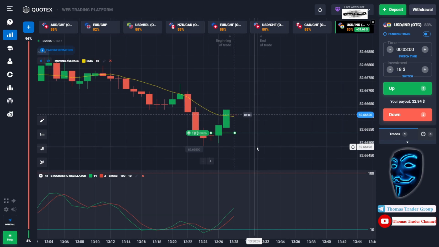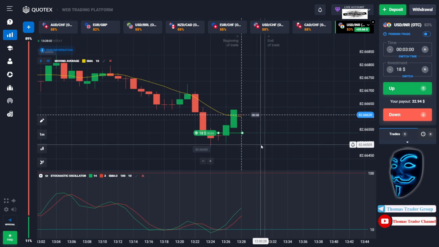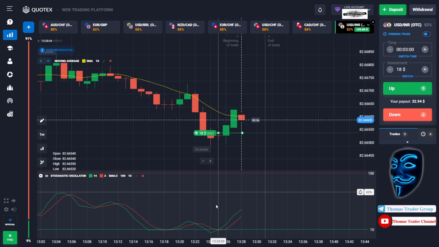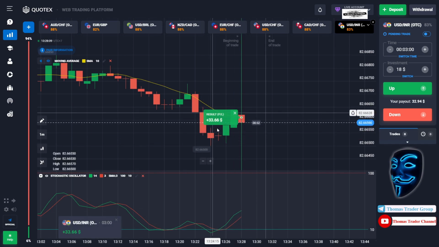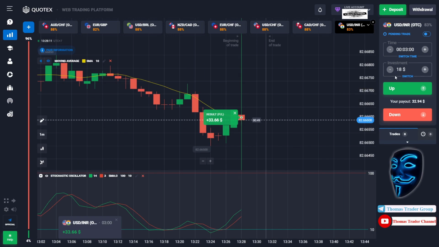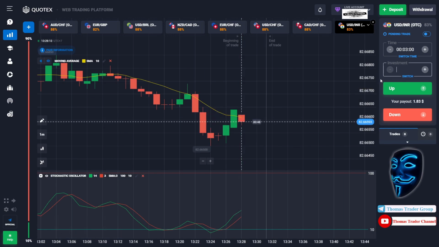6 seconds left and we made a right decision over here. It made a rebound when it touched the oversold area and we made a profit of $33, and let's change our investment into $33 and let's find the other market.